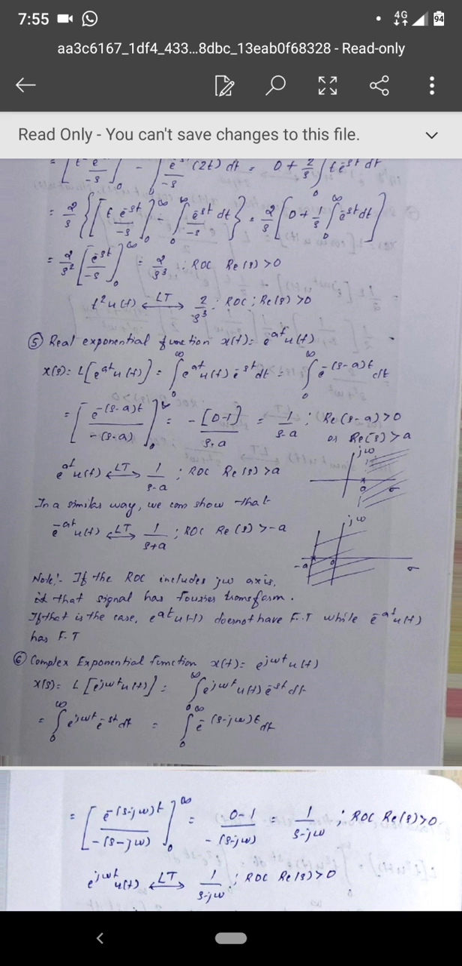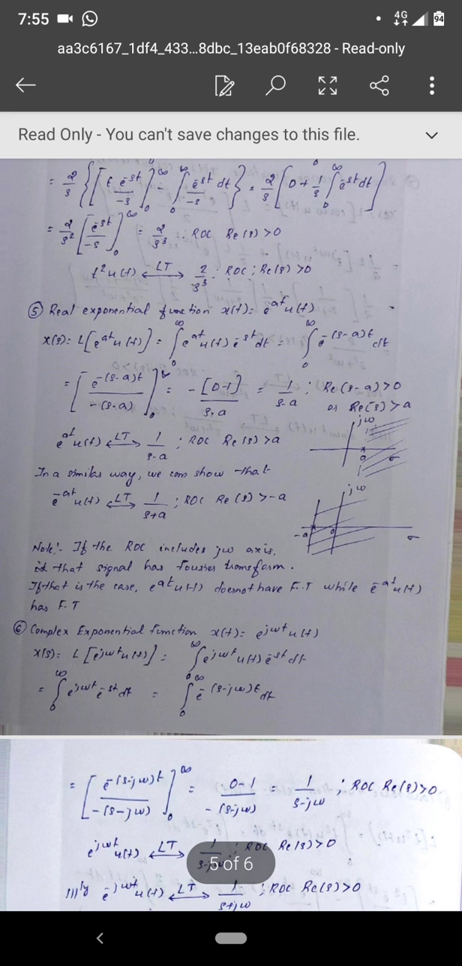And here you can see that this Laplace transform will converge for real part of s... What is the pole here? The pole is nothing but s is equal to minus a. So it will converge for real part of s greater than minus a. So you can see that the region of convergence is towards the right side of minus a. Earlier it was towards the right side of a. Now here it is towards the right side of minus a.